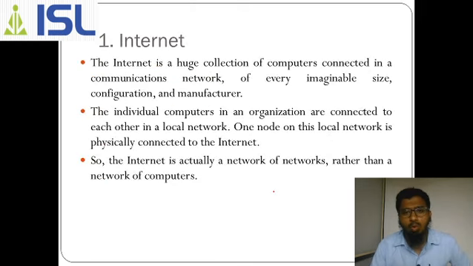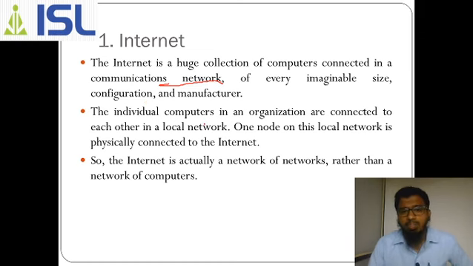First we will see the internet. What is the internet? The internet is a huge collection of computers. In simple words, we can say a network of networks is known as the internet. A group of networks connected together becomes an internet. So first you can see this, a huge collection of computers connected in a communication network, of every imaginable size, configuration and manufacture.